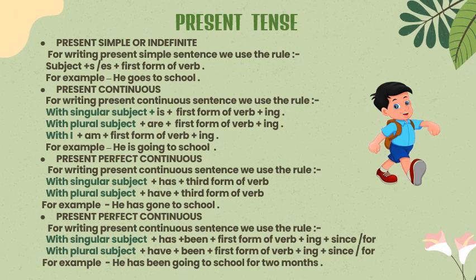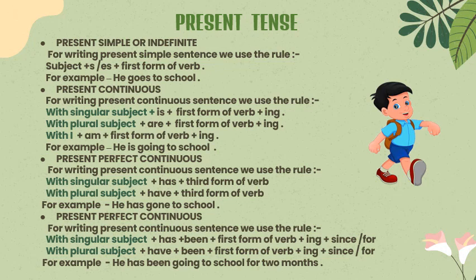Present continuous. For writing present continuous sentences, we use the rule: with the singular subject, we use subject plus is plus first form of verb plus ing. For example, he is going to school. With the plural subject, we use are plus first form of verb plus ing. For example, they are going to school. With I, we will use am plus first form of verb plus ing. For example, I am going to school.